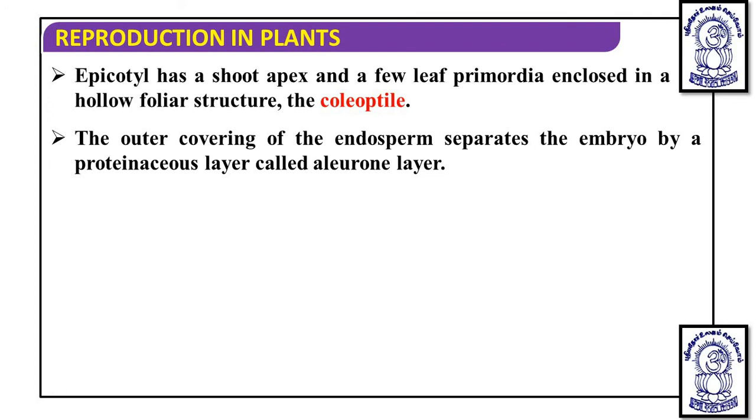When we see this embryo in a seed, you will see that the endosperm is separated from the embryo by one layer between them, that is a proteinaceous layer, called the aleurone layer. And the endosperm is obviously 3N, so the aleurone layer is also 3N and proteinaceous. You should remember this. We will discuss this part when we study seed in the next class.